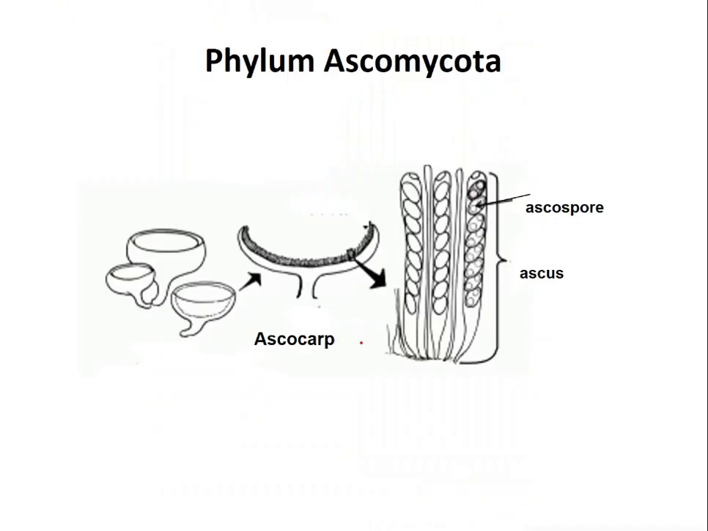Alright. So this is the fruiting body, the ascocarp. In the ascocarp, you can find asci, and within each ascus, you will have 8 ascospores lined up in a row.